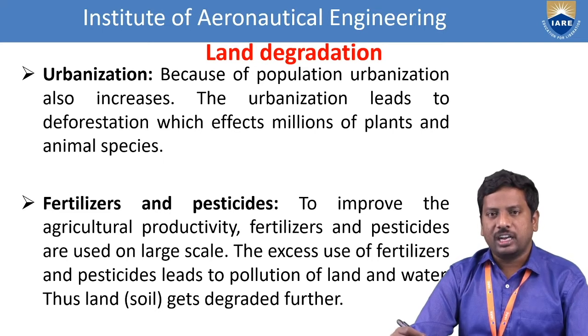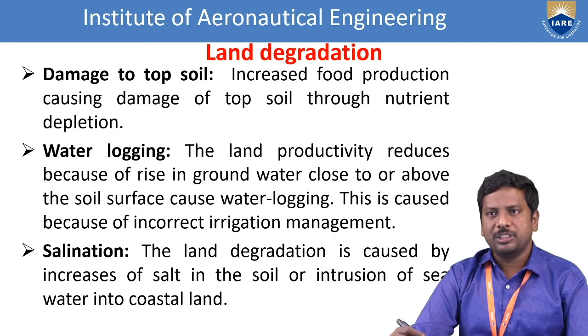The usage of fertilizers and pesticides involves the manufacturing of many harmful chemicals that reduce the land quality. Then damage to the topsoil. Increased food production causes damage to the topsoil through nutrient depletion. So when the topsoil is damaged, what happens? The nutrient percentage decreases.